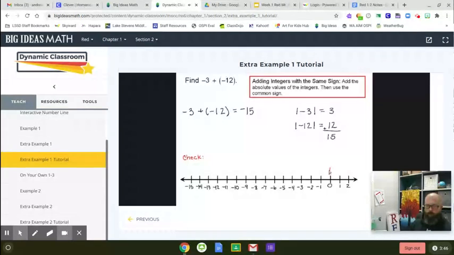Then we have -12. So we start where we left off at -3, and we move 12 units to the left. So we have -12, which ends at -15. So -3 plus -12 is equal to negative 15. So our answer is negative 15.